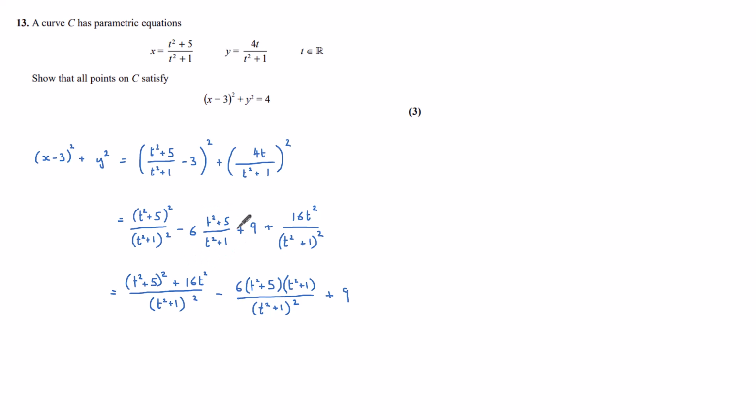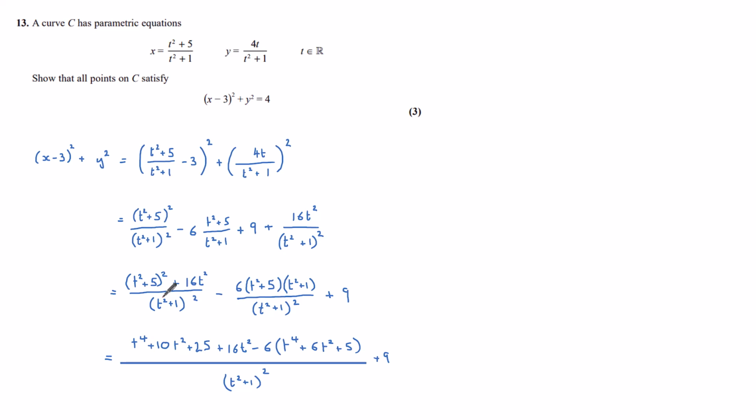Minus, let's times this 6(t squared plus 5) over (t squared plus 1) by t squared plus 1 on the numerator and denominator. That gives me 6 lots of (t squared plus 5)(t squared plus 1) over (t squared plus 1) all squared. And then we have our constant here, 9. So now these fractions have the same denominator. We can put the whole thing over (t squared plus 1) all squared, and we can start to expand the numerators here.